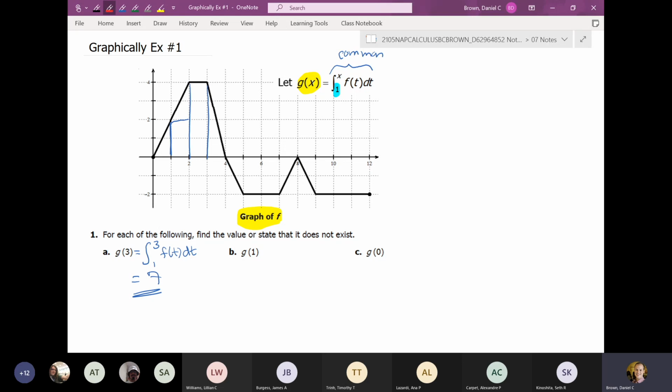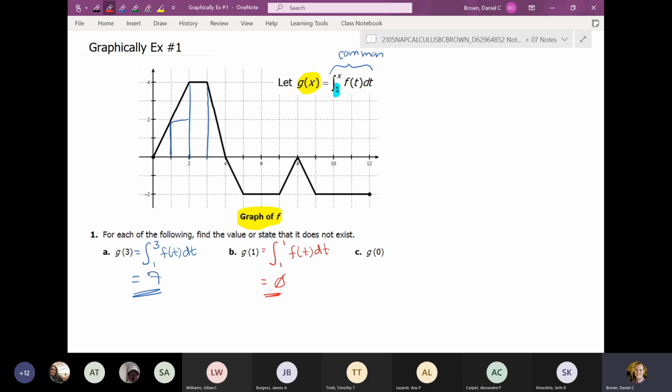Looking at B, pretty easy as well. g of 1 means we're going to replace the x with a 1. Don't even need to look at the graph for this one. If I start at 1 and end at 1, there's no net area. So I know that the overall area would be 0.